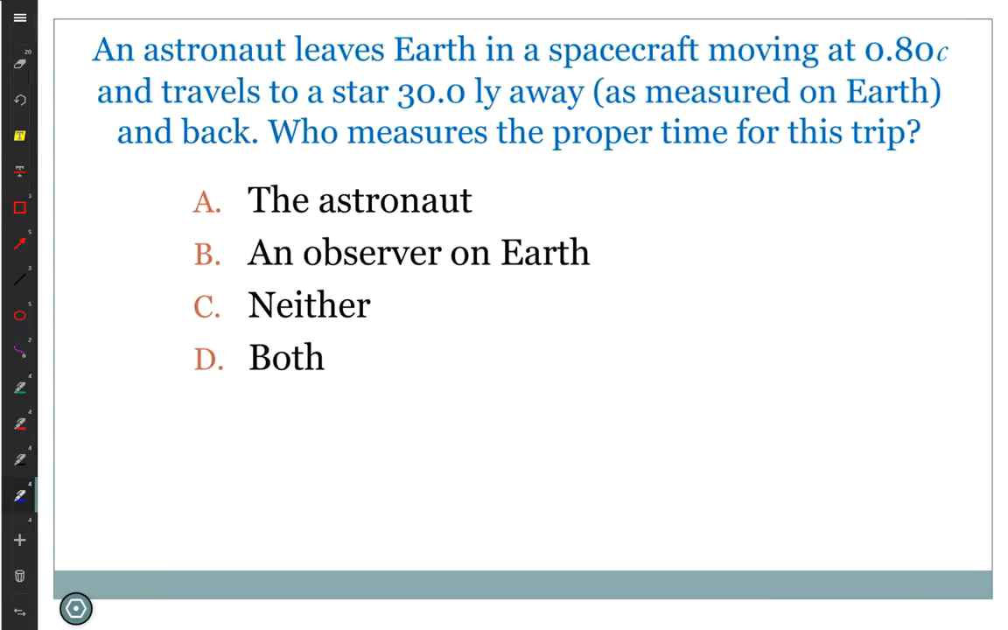Next question. An astronaut leaves Earth in a spacecraft moving at 0.8 c and travels to a star 30.0 light years away as measured on Earth and back. Who measures the proper time for this trip? Oh, sorry. You can answer now. My mistake.